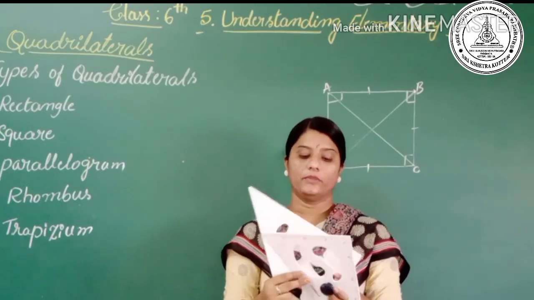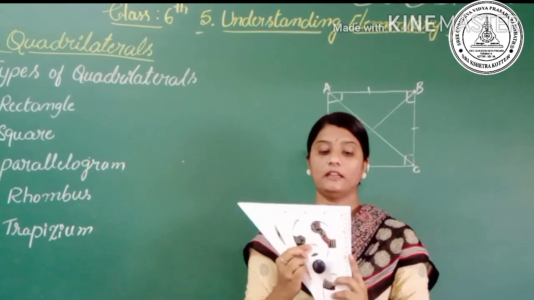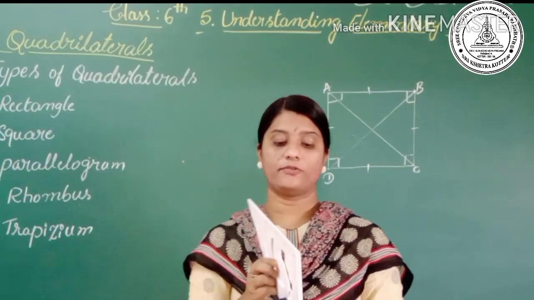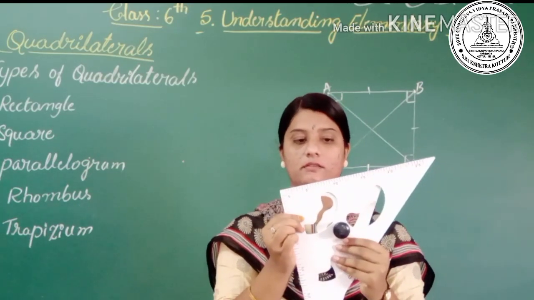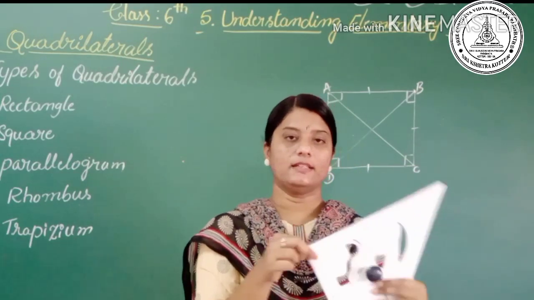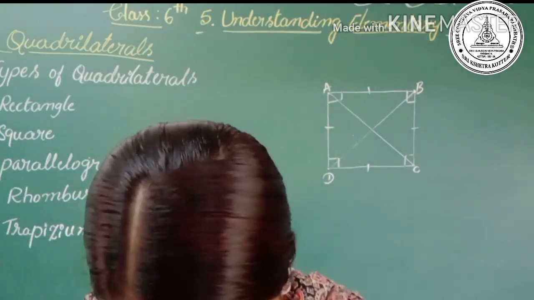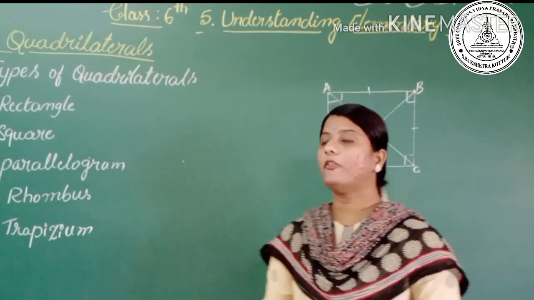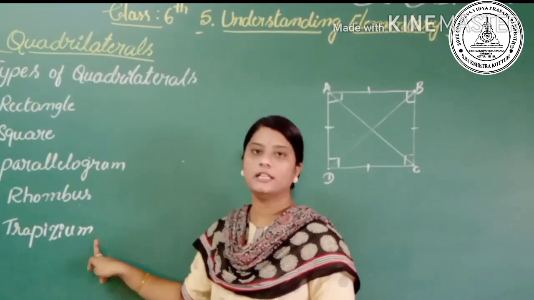You can see here one of the angles of this set square is equal to 90 degrees. The 2 edges of the set square are equal. So in these 2 set squares, 90 degrees is common. By using these set squares we can form the rectangle, square, parallelogram, rhombus and trapezium.